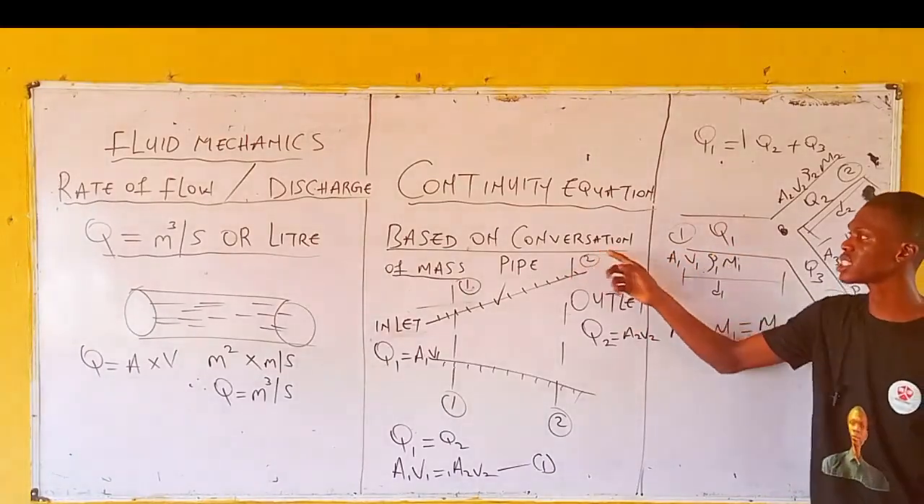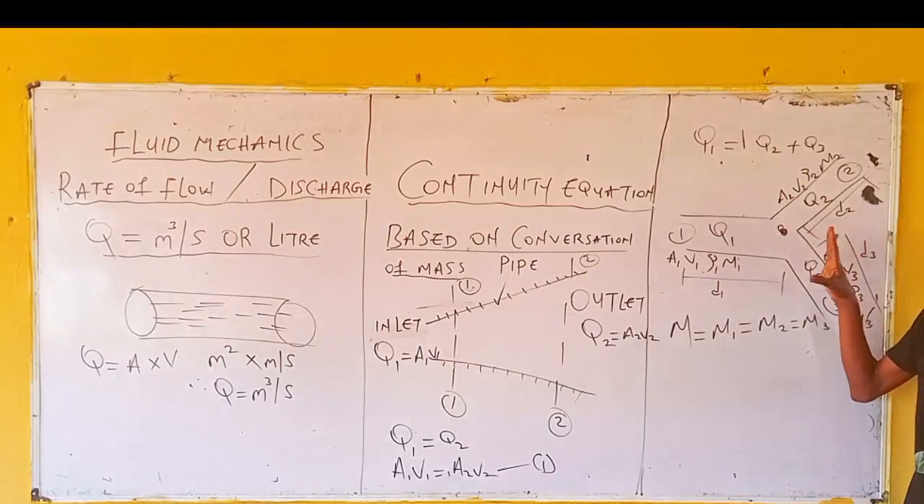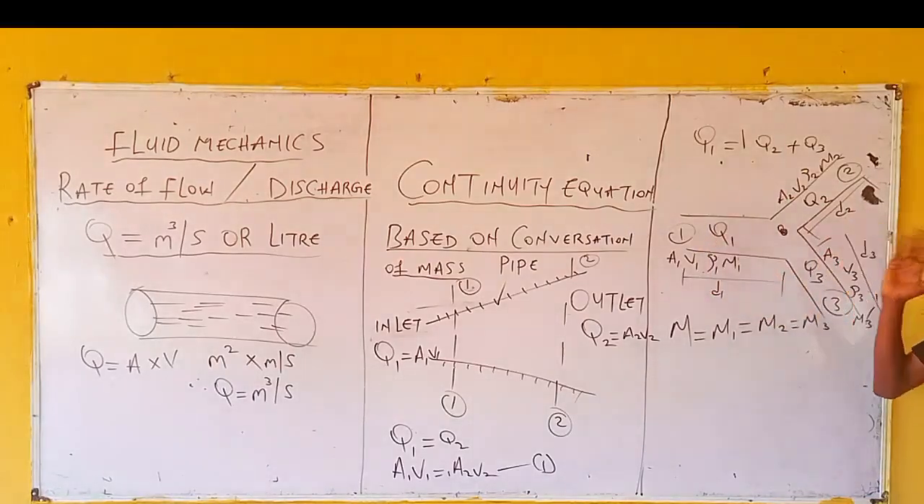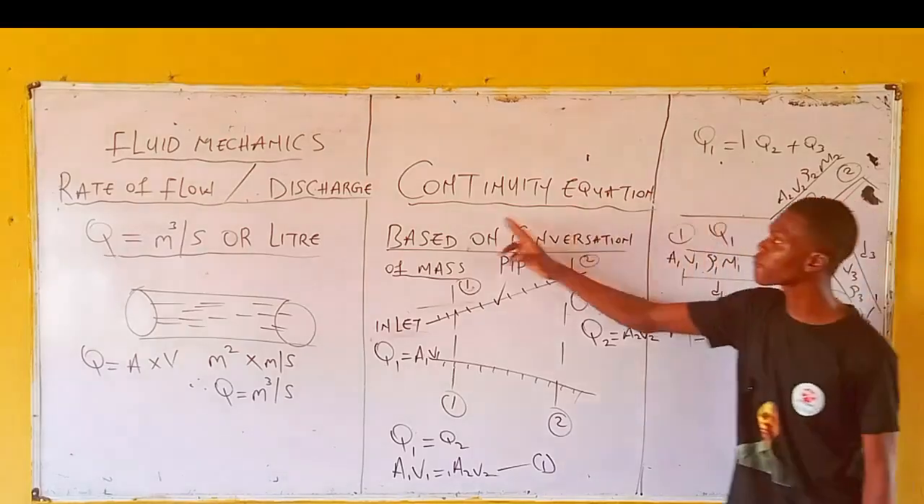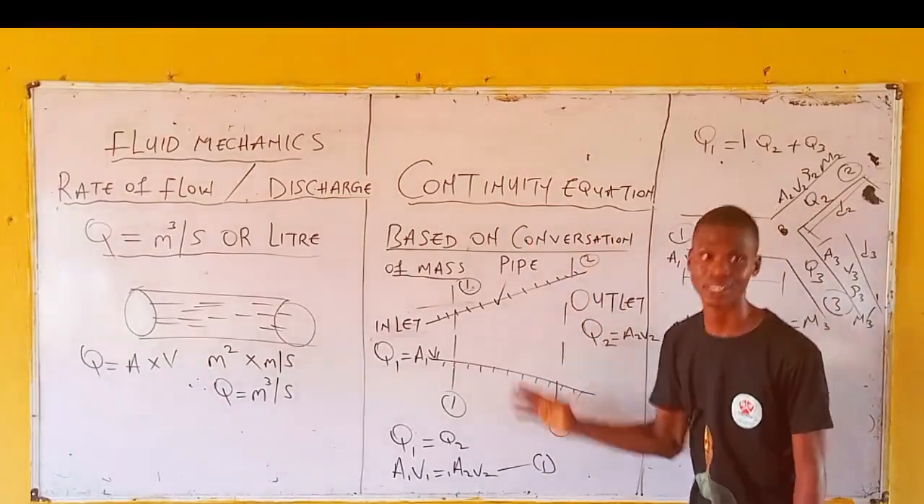So by this, what he's saying is that the mass remains constant if and only if no fluid is added or removed to what the initial flow is. I get what I'm saying? Meaning you have the continuity equation based on conservation of mass.